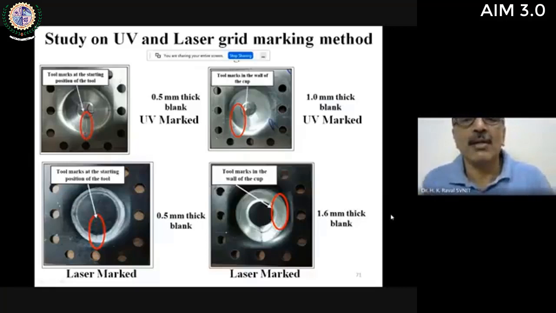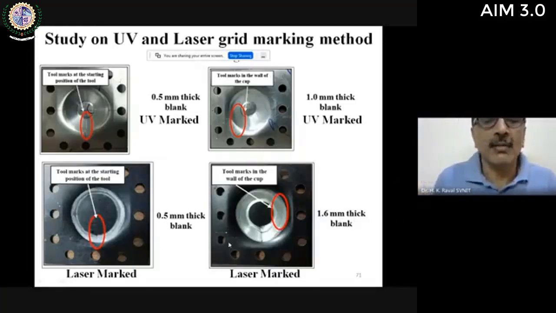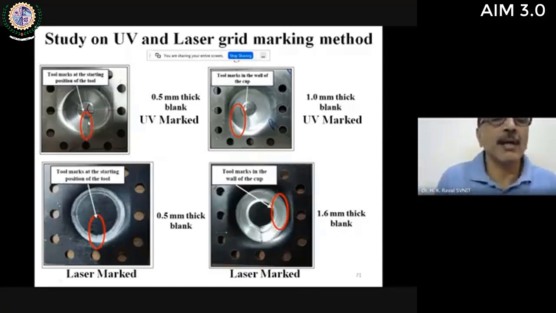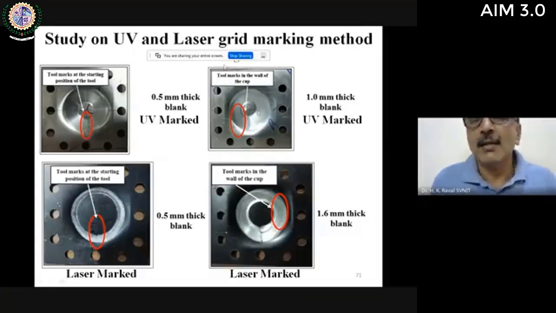These are the UV mark samples which are formed in our workshop, in our laboratory, of different thickness, 0.5, 1. Then these lower two figures are the laser mark object, again for 0.5 and 1. And you can notice the tool marks here in all the four figures. This first figure indicates tool marking because of the starting tool position. And these are during the rotation of the tool, there are some tool markings.